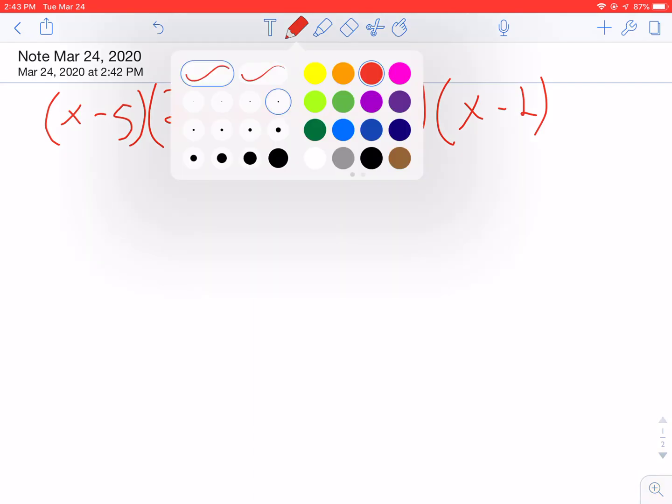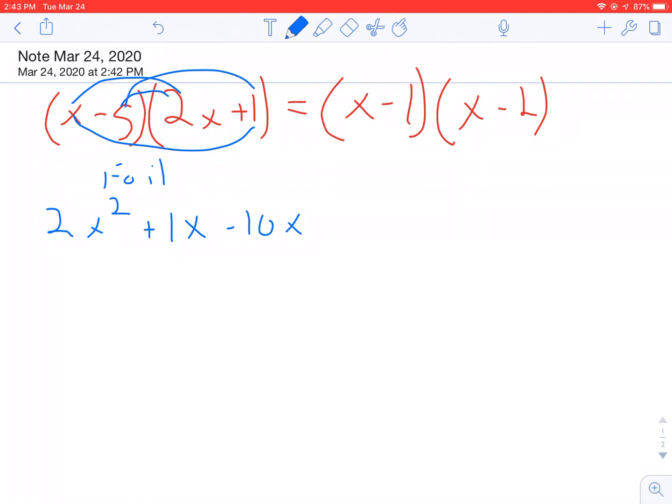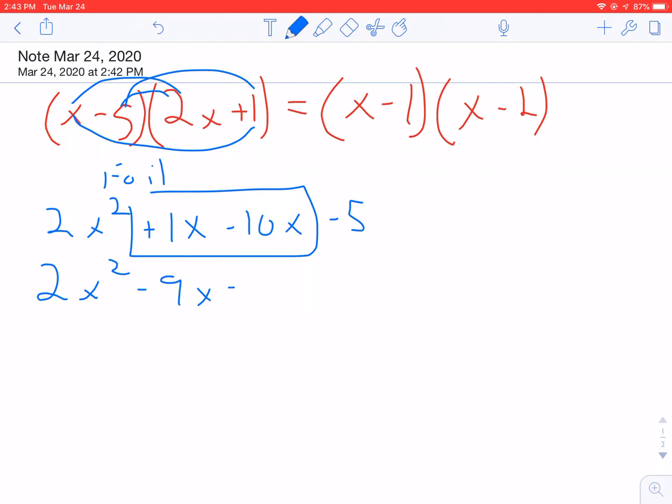Now, like I said before, I'll FOIL one of these and I'll box the other. So I'll FOIL this one first. First, 2x times x is 2x squared. O is outer, so I get a plus 1x. I is inner, I get negative 10x. And then last is negative 5. Combine my like terms, I get 2x squared. These are my like terms, that gives me negative 9x minus 5. Okay, so that was FOIL.